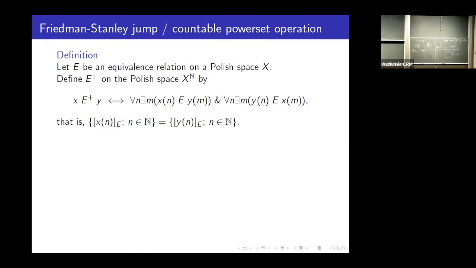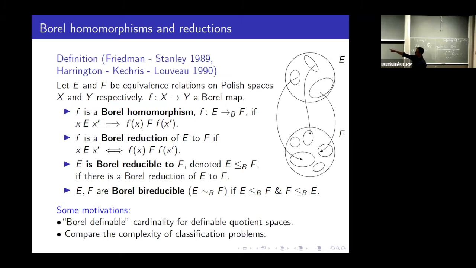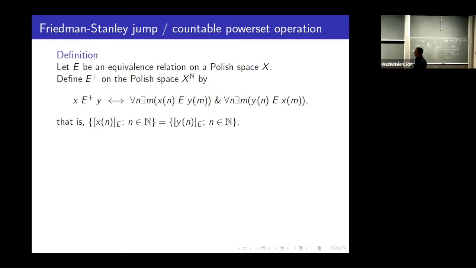So the main objects I will talk about today are these Friedman-Stanley jumps, which are very central in the theory of Borel equivalence relations. So let me start with the definition. It was defined in that paper of Friedman and Stanley from 1989. So E is some equivalence relation on a Polish space X.